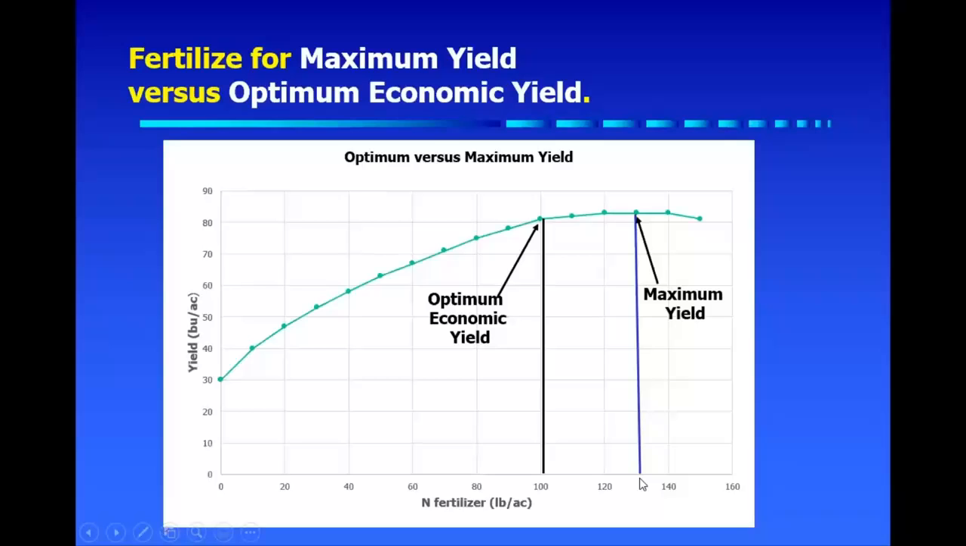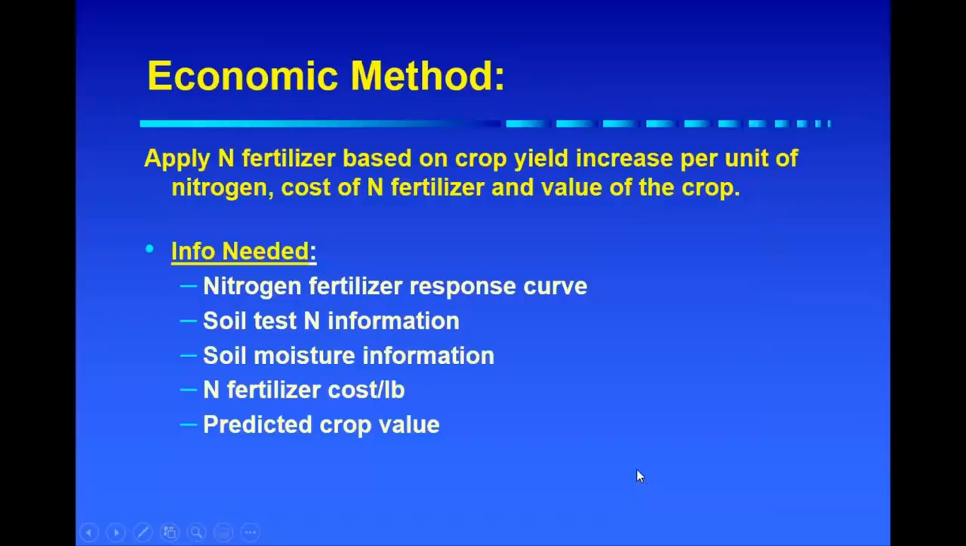But how do we actually go about doing that? Well, we need some information. Basically, we want to have this crop yield curve, and we want to base our fertilizer recommendation on that yield increase curve, looking at the cost of nitrogen fertilizer and the value of the crop. So what information do we need? We need to have, first of all, a nitrogen fertilizer response curve that's going to be fairly accurate for the soil area that you're in.